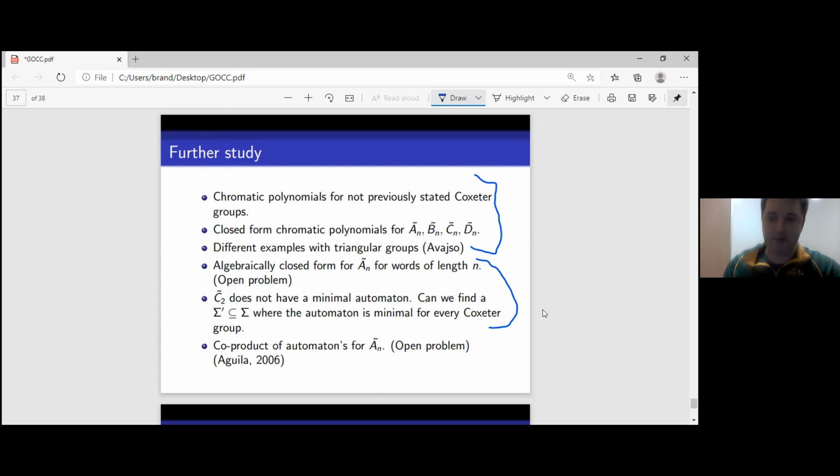If you're worried about minimality, the affine group C2 does not have a minimal automaton. So can we figure out a small root set where the automaton is minimal for every Coxeter group? That's still an open problem. We don't know. The coproduct of automatons for A and tilde, we don't know.